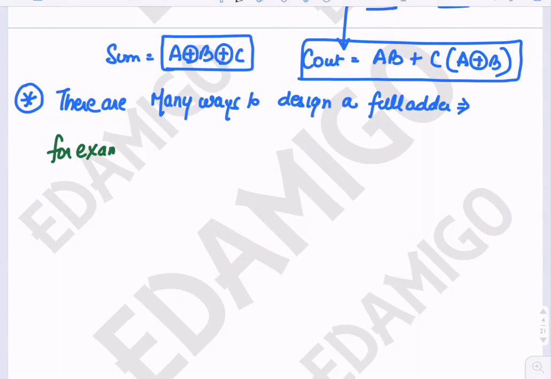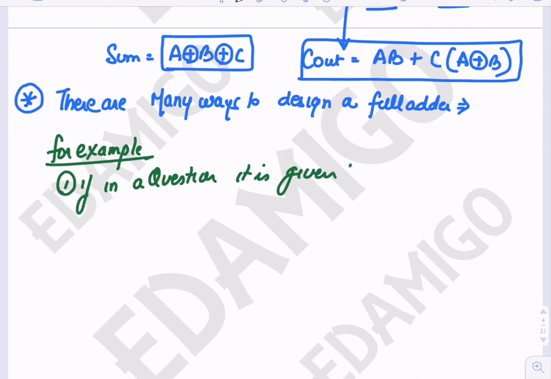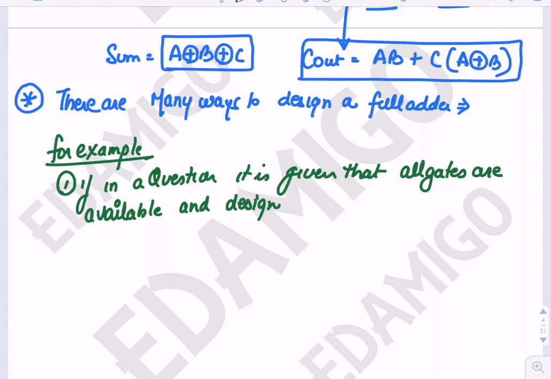For example, if in a question it is given that all gates are available, there is no restriction, and you are asked to design the full adder with minimum delay.